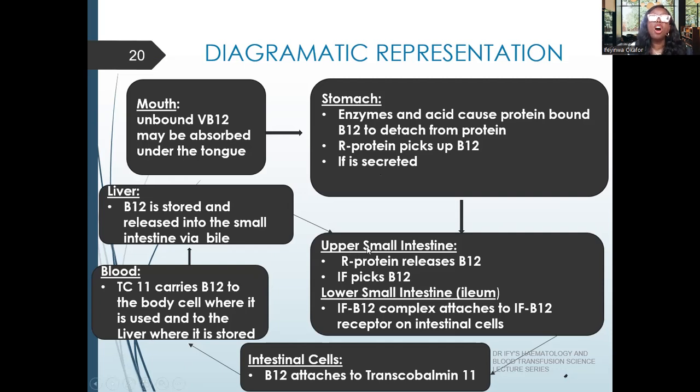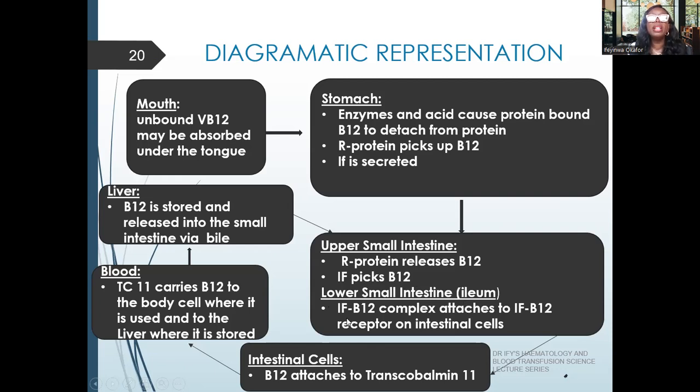In the upper small intestine, the R protein releases the B12, because the pH of the small intestine favors its release from the B12, and the intrinsic factor picks it up immediately so that it will not be denatured in the upper part of the small intestine. It picks it up immediately and takes it down to the lower small intestine, which is the ileum.